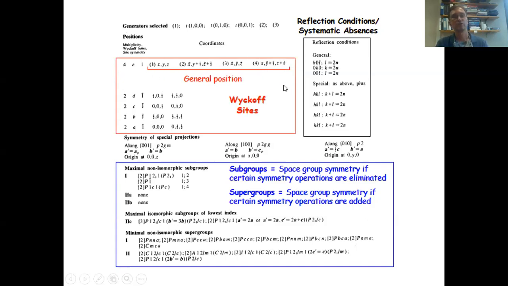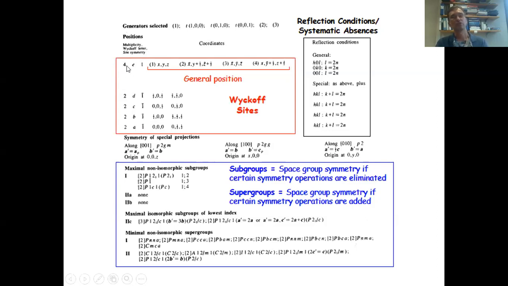All right, so now in addition to these 4 general positions, we have 4 special positions. So these are these 4 here. Okay. So these are fixed positions within the unit cell. And their multiplicity is smaller because they are located on 1 or more symmetry elements. Okay. So the multiplicity is given by this number here.